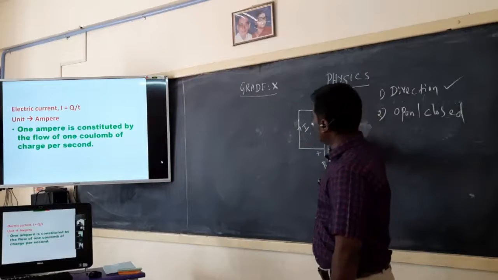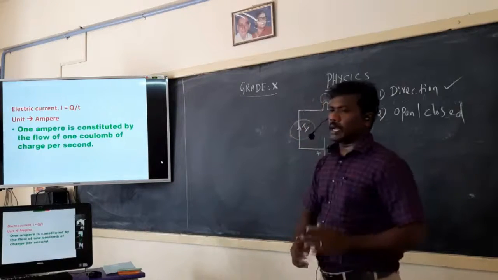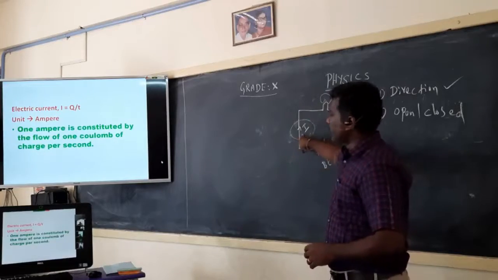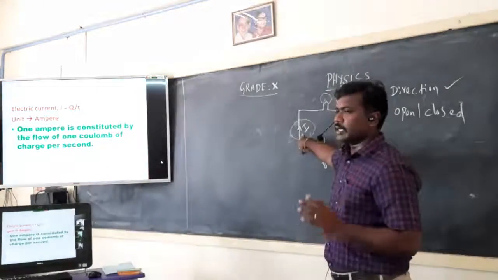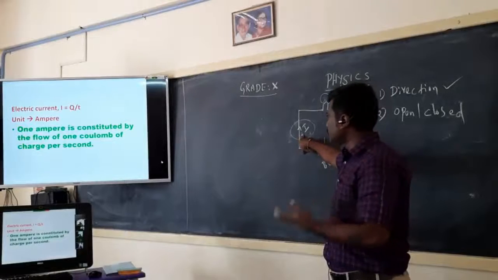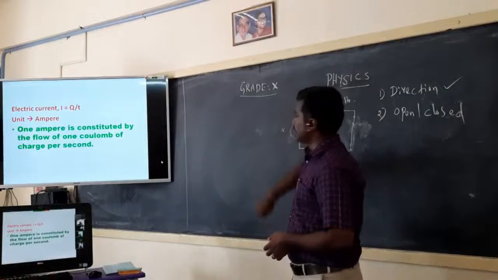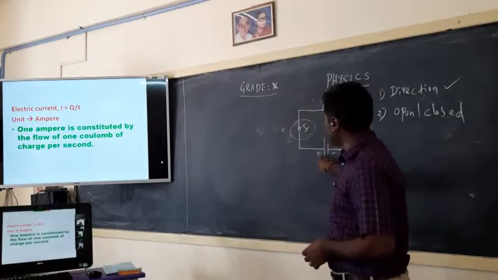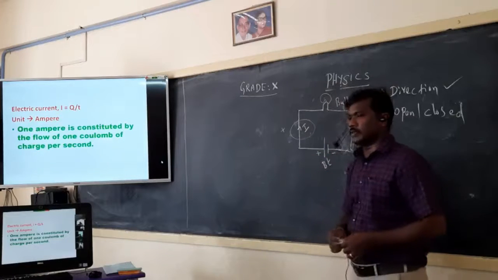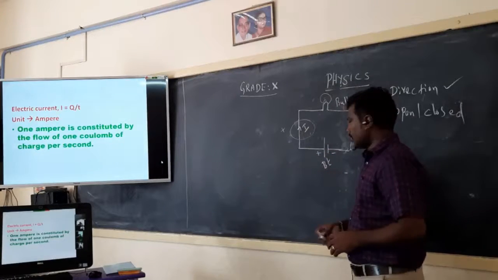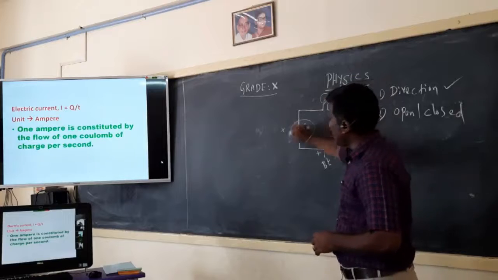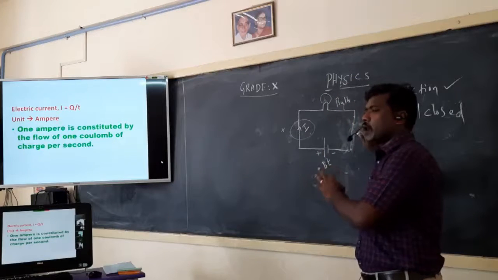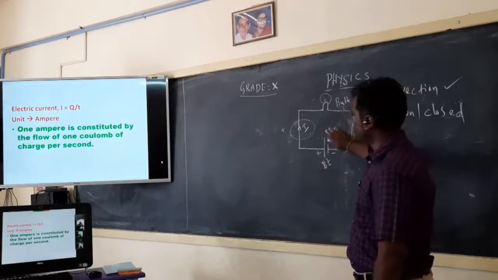Okay, right. So I am going to consolidate the concept. The direction of flow of electric current is nothing but the positive charges flowing from the positive terminal of the battery to the negative terminal of the battery. So electron always flows in the opposite direction of the flow of electric current. Okay, this is the one side.